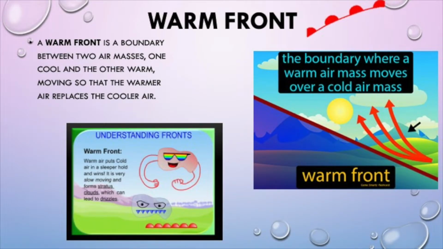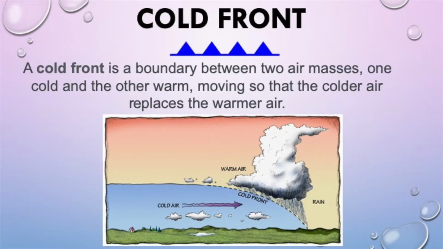A warm front is a boundary between 2 air masses, one cool and the other warm, moving so that the warmer air replaces the cooler air. A cold front is a boundary between 2 air masses, one cold and the other warm, moving so that the colder air replaces the warmer air.